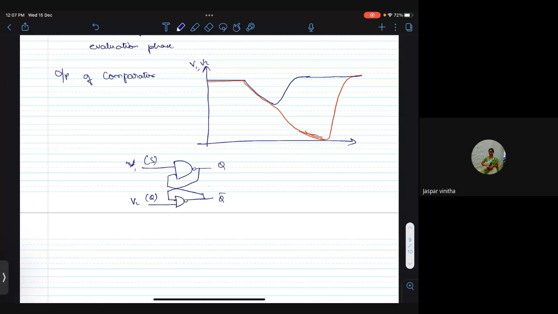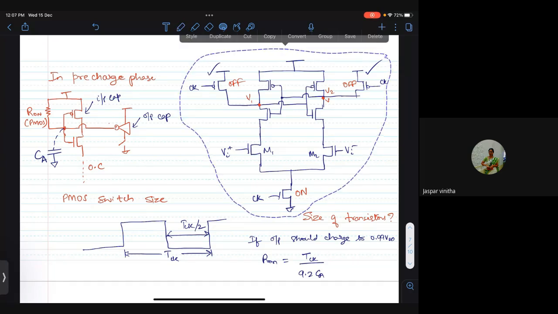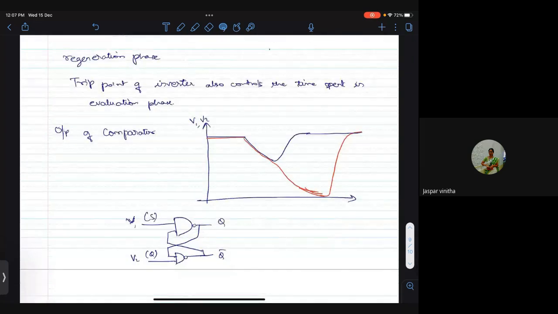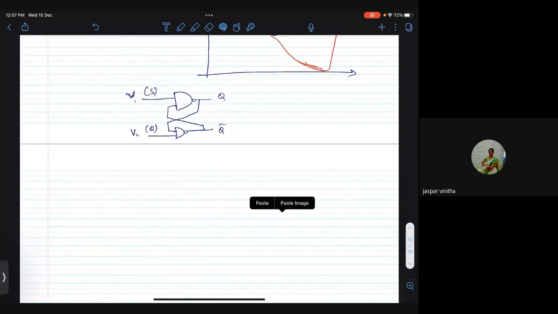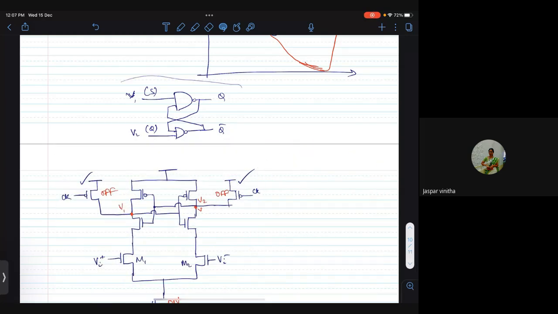Okay, any questions still here? So the circuit is clear. So the total circuit basically is now this first stage, followed by this latch.